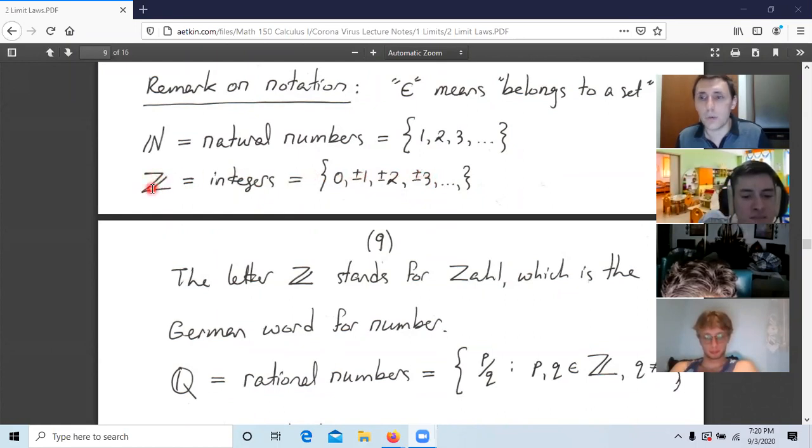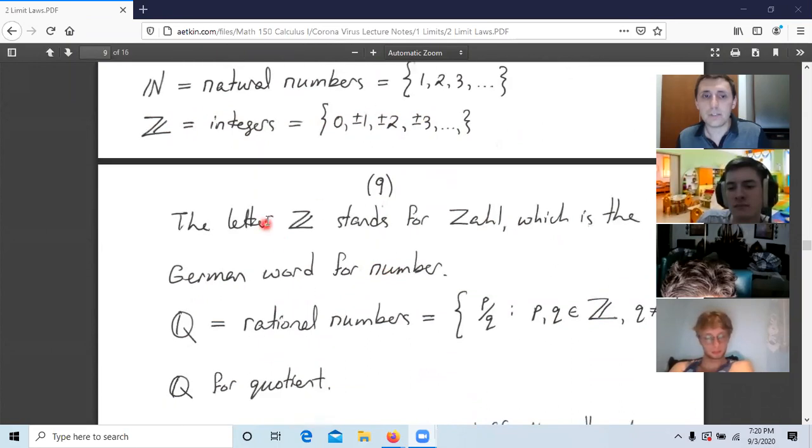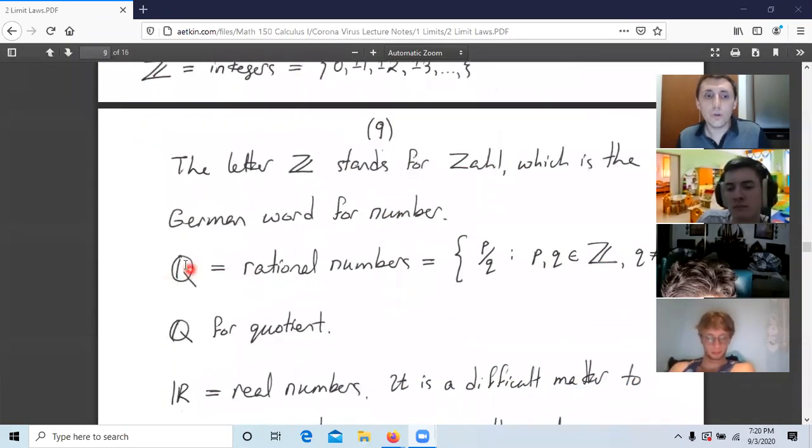Now you might wonder why Z is for integers. The German word for integer or for a number is Zahl. So it's from German. Okay, so Zahl means in German number. So that's what the Z stands for. Q stands for rational numbers, fractions. So integer divided by another integer as long as the denominator isn't 0.